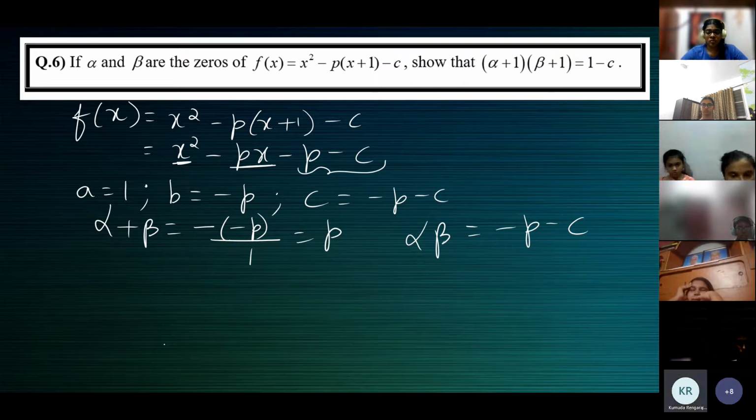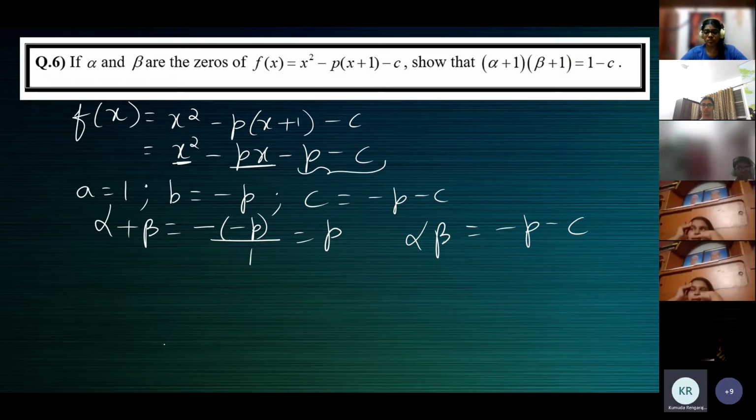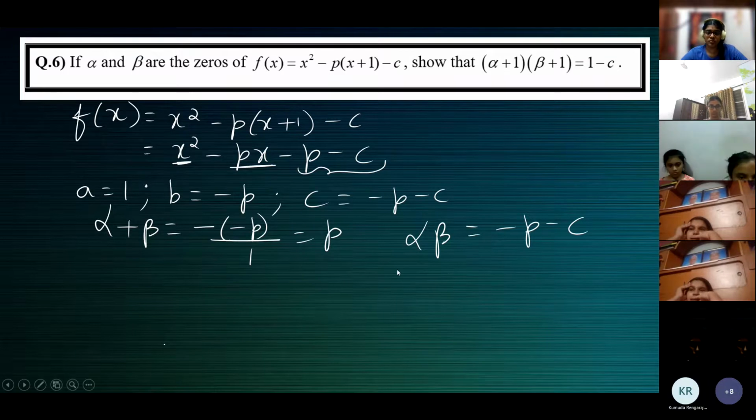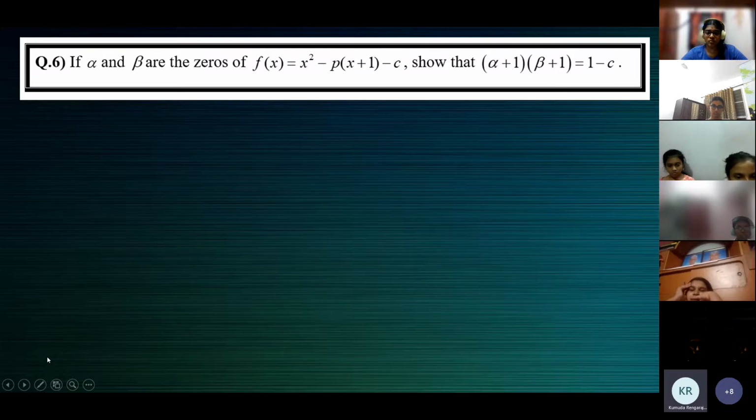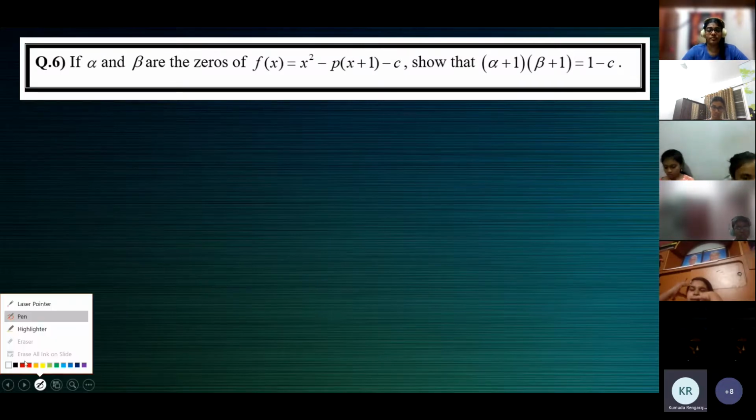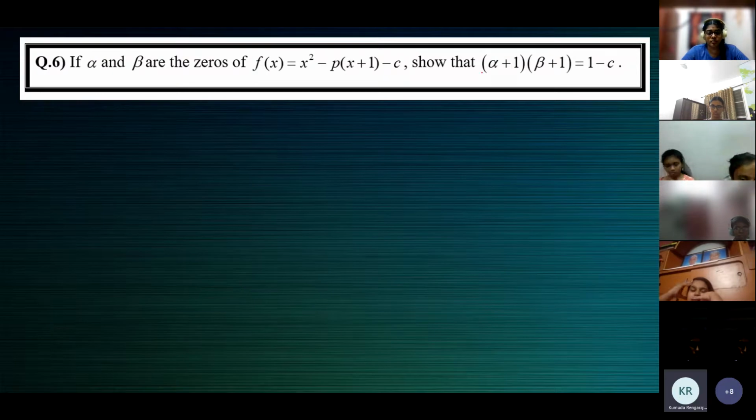But the polynomial is not in the standard form. So we put it in the standard form, identify the values of a, b, c, and then find alpha plus beta and alpha beta. Now the first part is done. I'll show you the answer, don't worry. Now it's easy. Once you know the values of alpha plus beta and alpha beta, what is it? You must show that this one is 1 minus c.